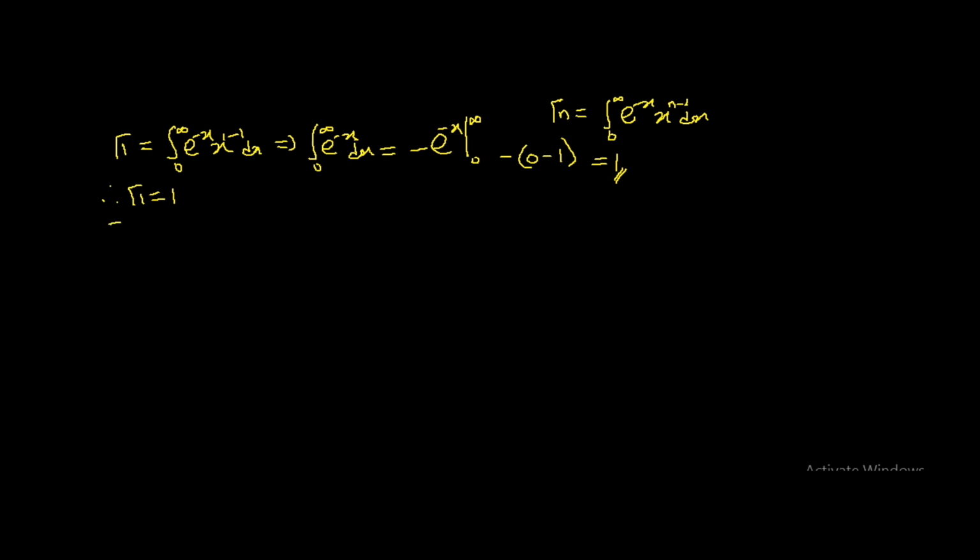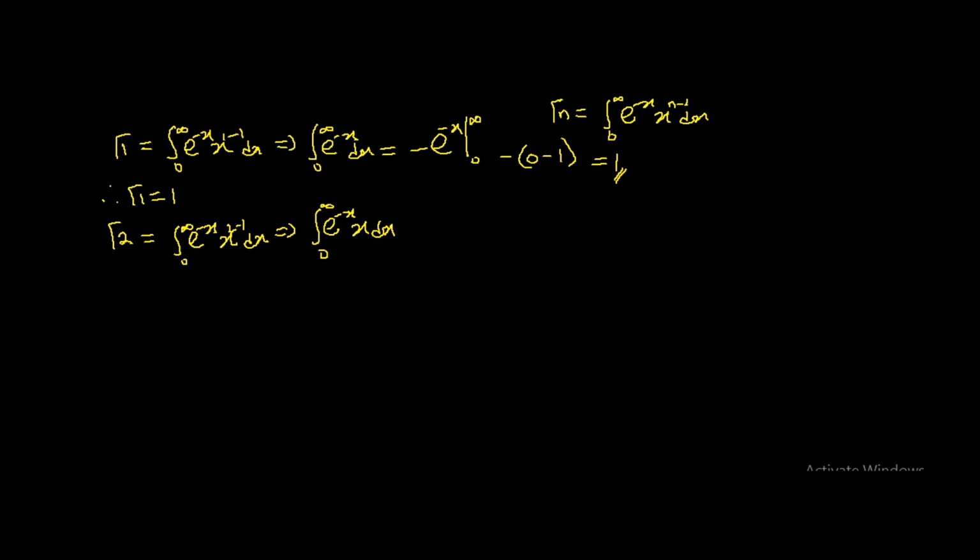So let's look at gamma 2 now. Gamma 2 is going to be the integral from 0 to infinity of exponential minus x raised to the power of 2 minus 1 dx. So this is going to give us the integral from 0 to infinity of exponential minus x times x dx. So this is what we are going to have.